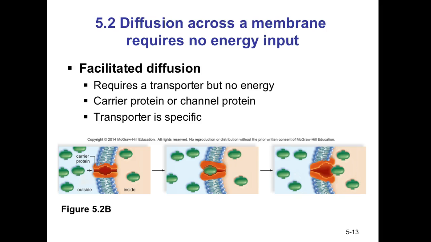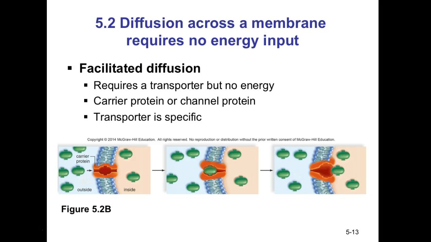Another type of diffusion is facilitated diffusion. Facilitated diffusion requires a transporter, like a channel protein or a carrier protein. However, it does not require energy. So it is still a type of passive transport. So molecules are still going to go with the concentration gradient, and therefore they're moving from areas of high concentration into an area where they are more lowly concentrated.